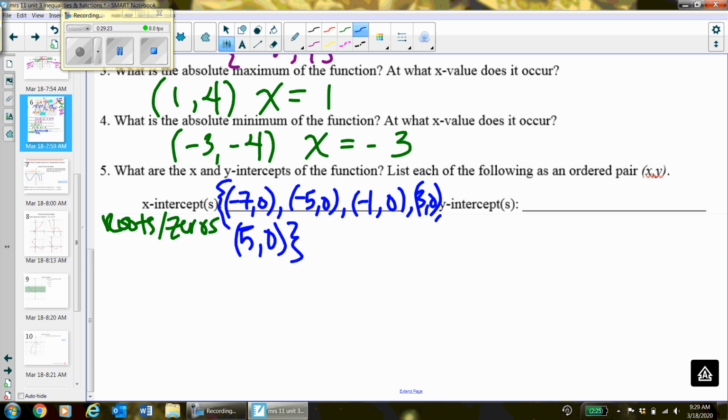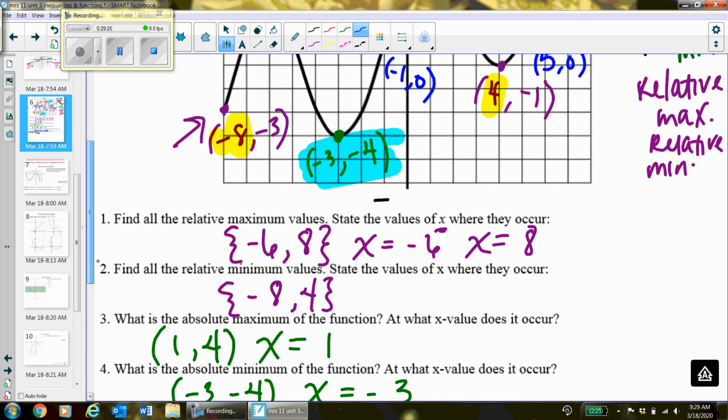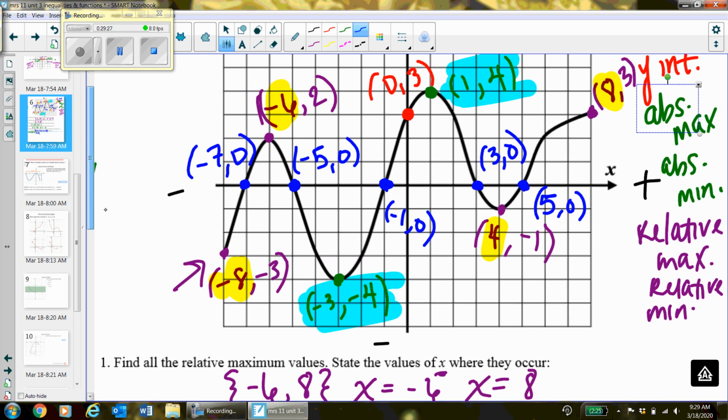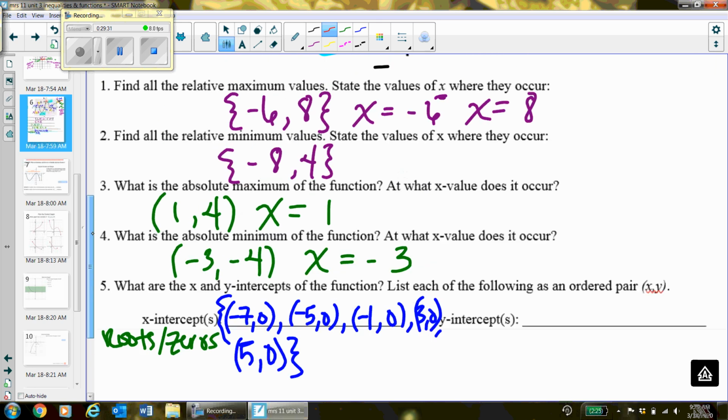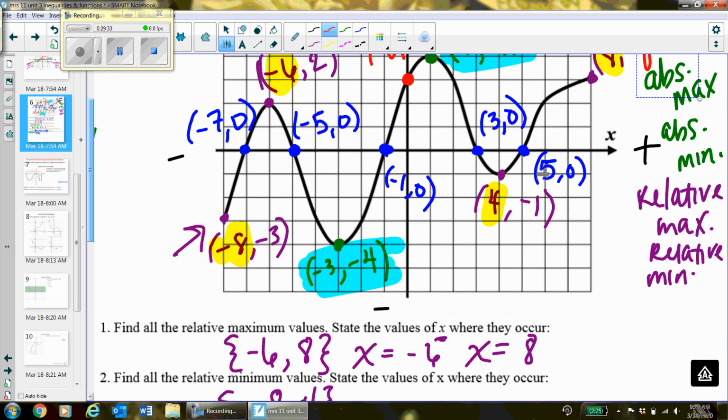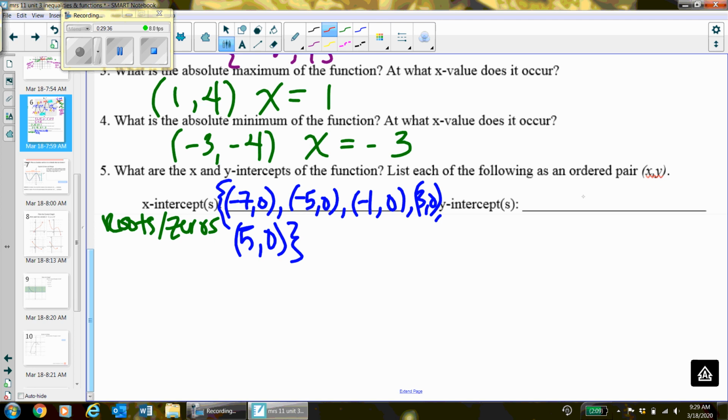All right, and y-intercepts, there's only one of them. And that's in red. And that was 0, 3 in parentheses. Okay? So x-intercepts again, -7, 0, -5, 0, -1, 0, 3, 0, 5, 0. Y-intercepts 0, 3. All right, so moving on.